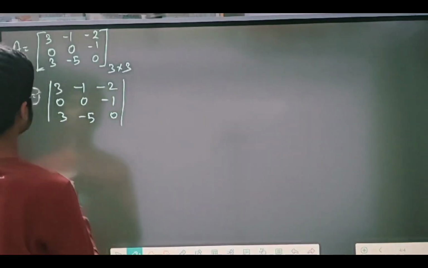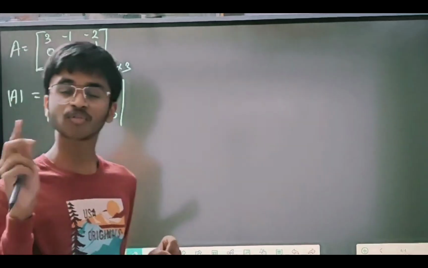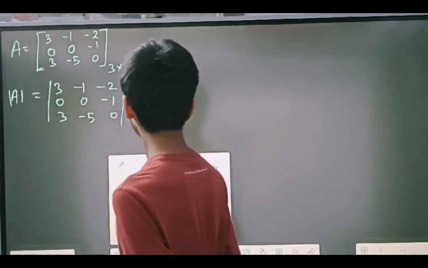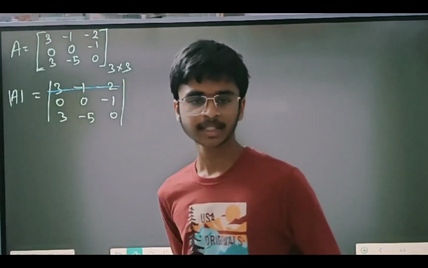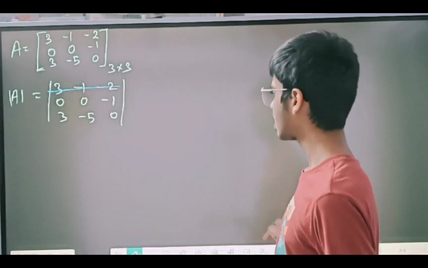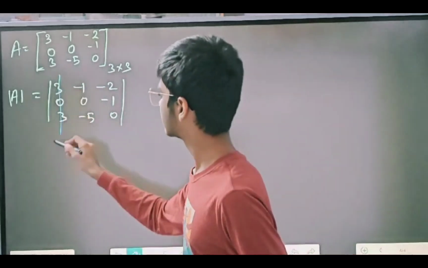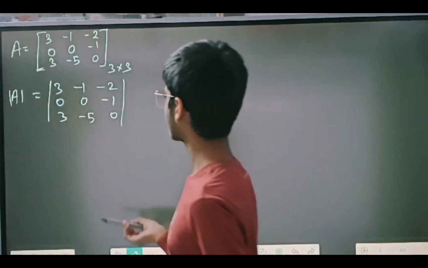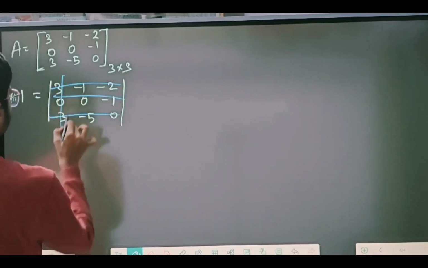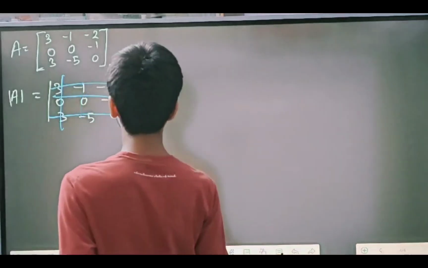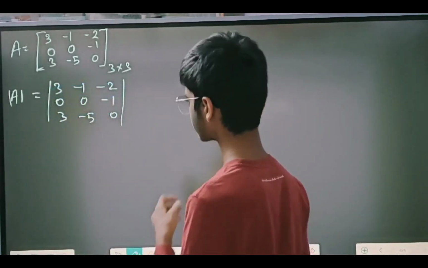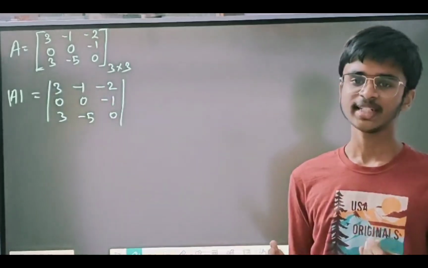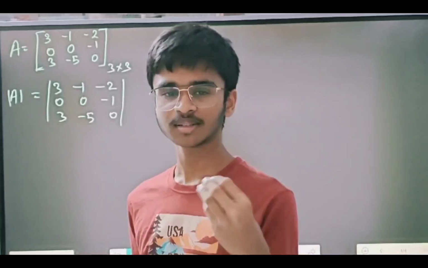Okay, so how do we do it? First you have to select either a row or a column. So I'm going to select this first row only, which I'm very comfortable with. If you want, you can also select this. It will give you the same answer, no matter what. That answer will be the same for every column or row.